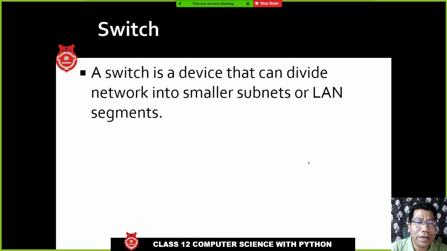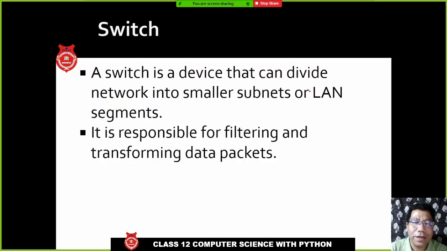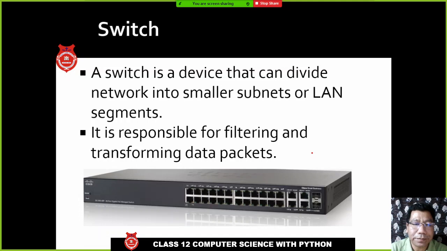All right, and the next one is the switch. A switch is also a device that connects different subnets or LAN segments. It is responsible for filtering and forwarding data packets. The look and feel is the same as this modem or something like that. It has more ports, but let me explain the function of a switch. It is different from a hub or another modem. When you say switch, it switches the connection.